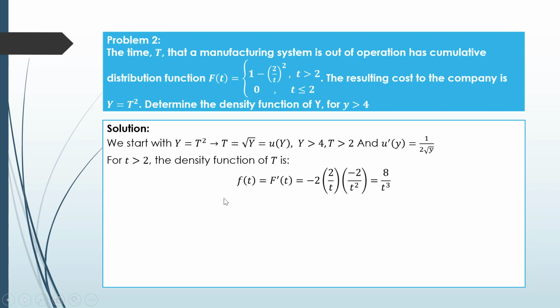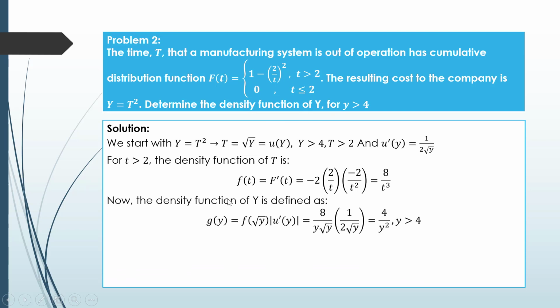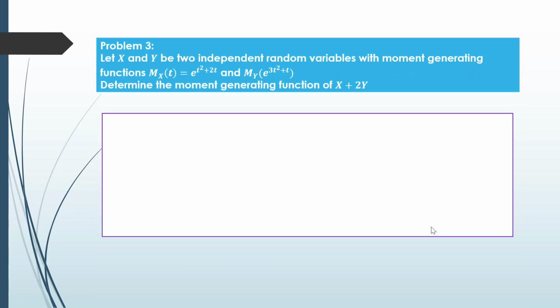So we're going to apply the transformation formula to find the density function of Y. The density function of Y is defined as g of y is f of square root of y times the absolute value of u prime of y. And that's 8 over y square root of y times 1 over 2 square root of y. And the answer is 4 over y squared, where y is greater than 4. So the density function of Y is g of y equal to 4 over y squared, where y is greater than 4.